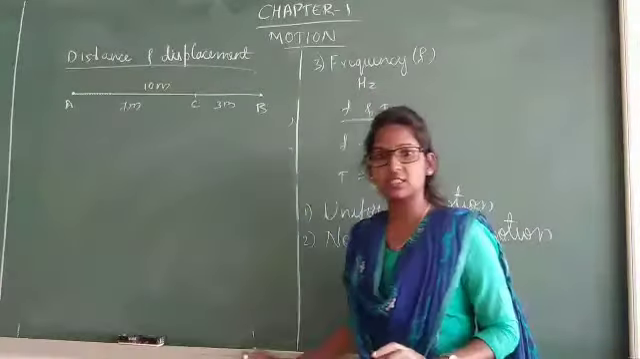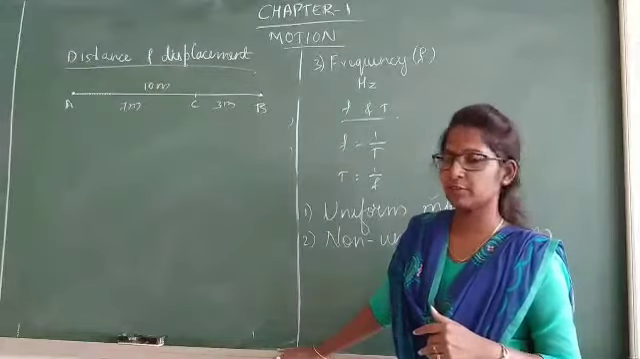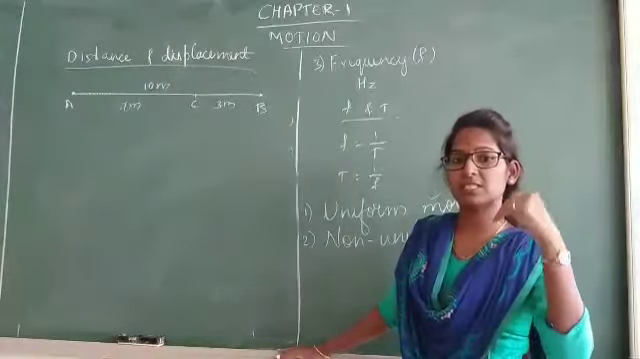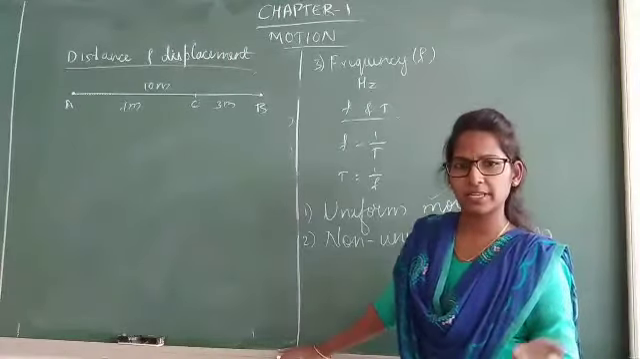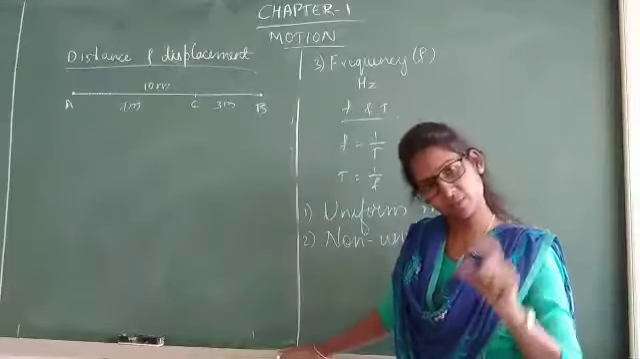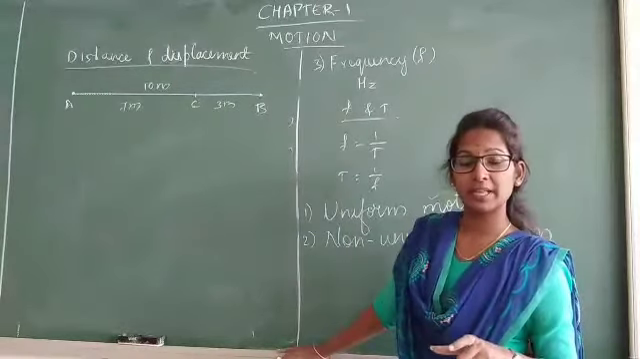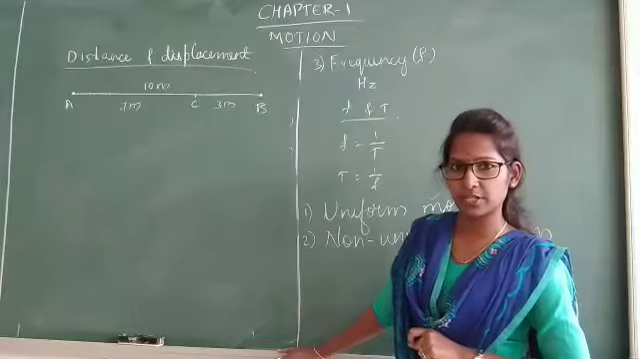Distance is the actual path followed by a body between 2 points in which it travels. So you should consider how it has gone, how much distance the person has actually traveled, or the vehicle or any body has traveled. But what is displacement? Displacement is also a gap between 2 points, but the difference is that displacement is the shortest distance between the initial point and the final point.